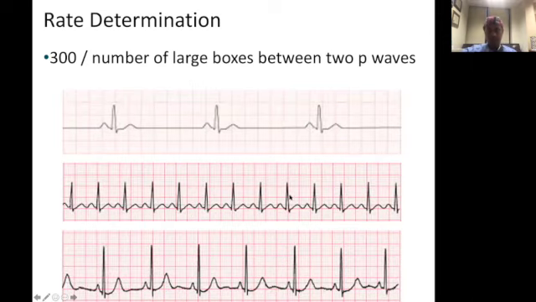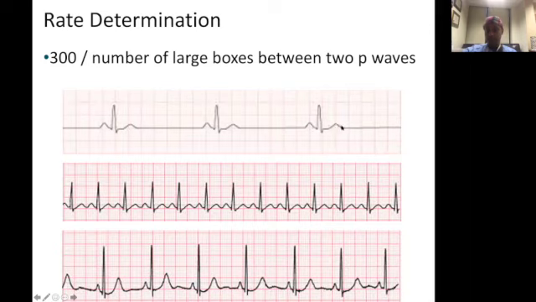Okay, this next guy has 1, 2, 2.5 boxes. So 300 divided, that's about 120, I think. Yeah, this person has a heart rate of 120. And this person has 1, 2, 3, 4. So 75. Is that clear? That's how we determine heart rate.